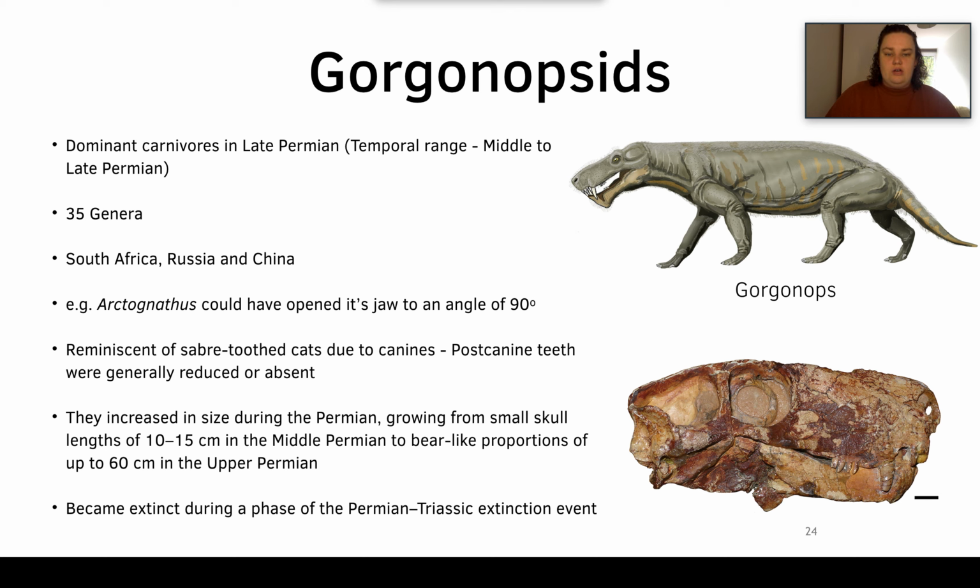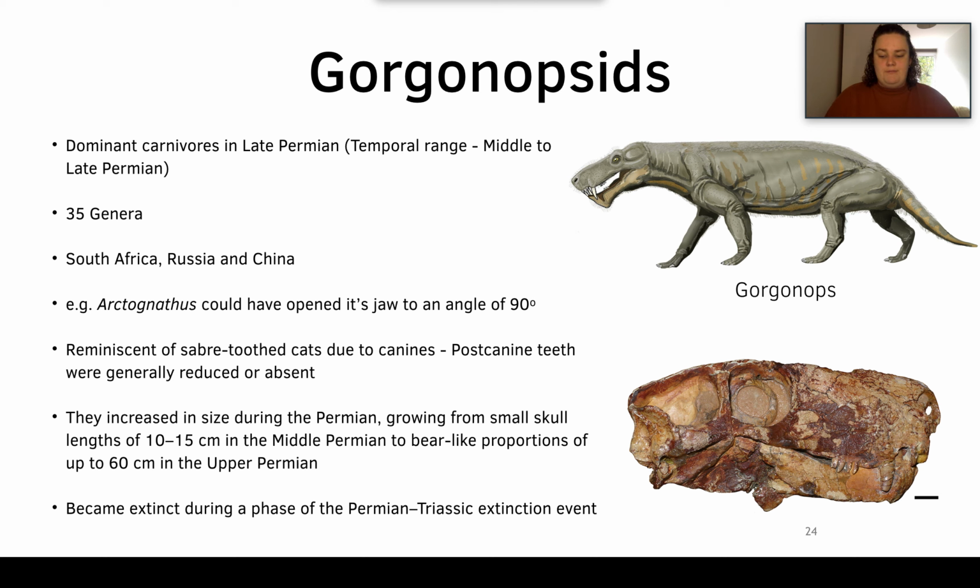And it's known that Gorgonopsids had saber teeth, and they kind of looked like saber-toothed cats. And this was due to their canines being really elongated, and then their post-canine teeth, so premolars and molars, being generally reduced or absent. And they increased dramatically in size during the Permian, so we know this because we found small skulls with lengths of 10 to 15 centimetres in the middle Permian, and then they grew to skull proportions of 60 centimetres in the upper Permian. And then they became extinct during the phase of the Permian-Triassic extinction.